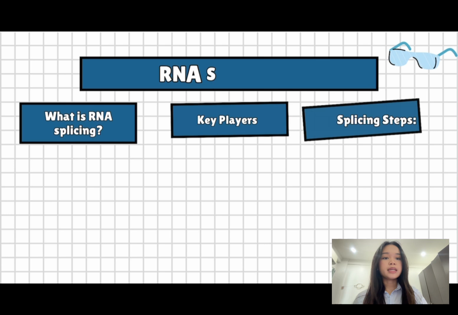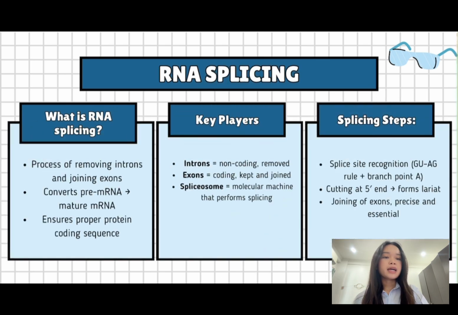Now, let's move on to arguably the most complex post-transcriptional modification, RNA splicing. You might be asking, what happens to pre-mRNA before it becomes mature mRNA? If you remember, our pre-mRNA transcript contains both coding regions and non-coding regions. The coding regions are called exons, which contain the information that will be translated into protein, and the non-coding regions are called introns, intervening sequences that are not part of the final protein code.